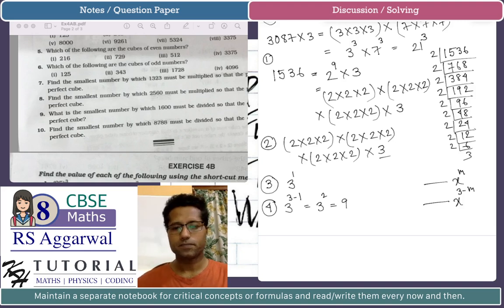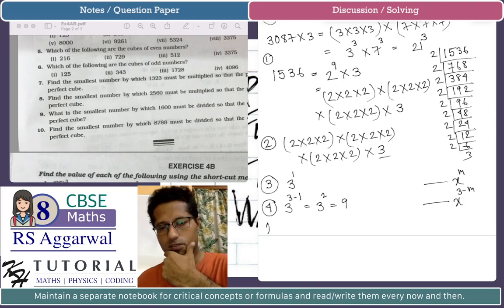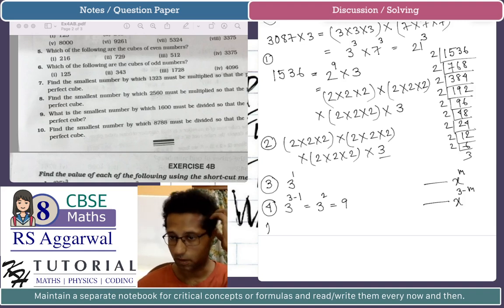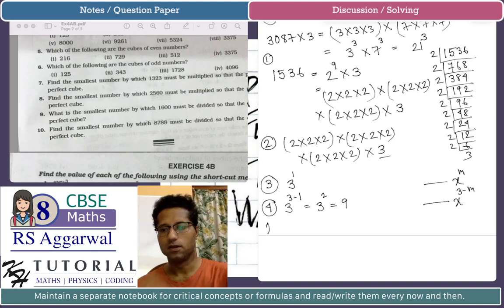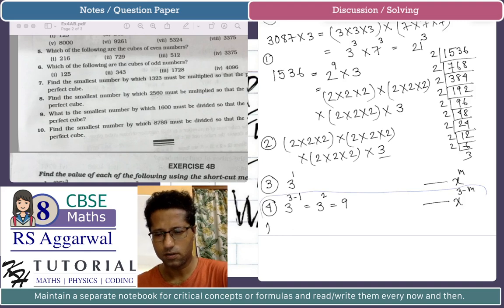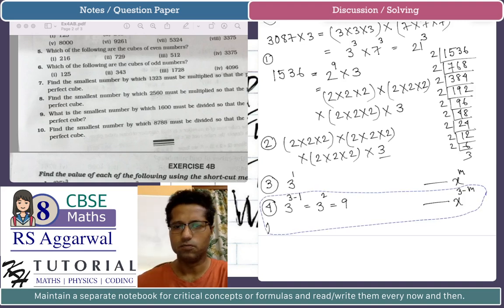So definitely the least number, oh I'm sorry, I'm very sorry, this question is about the least number by which 1536 needs to be divided to make it a perfect cube. I was following the steps to find the least number that needs to be multiplied. So step 4 is not required. I'm really sorry. Step 4 is for finding the least number that needs to be multiplied.